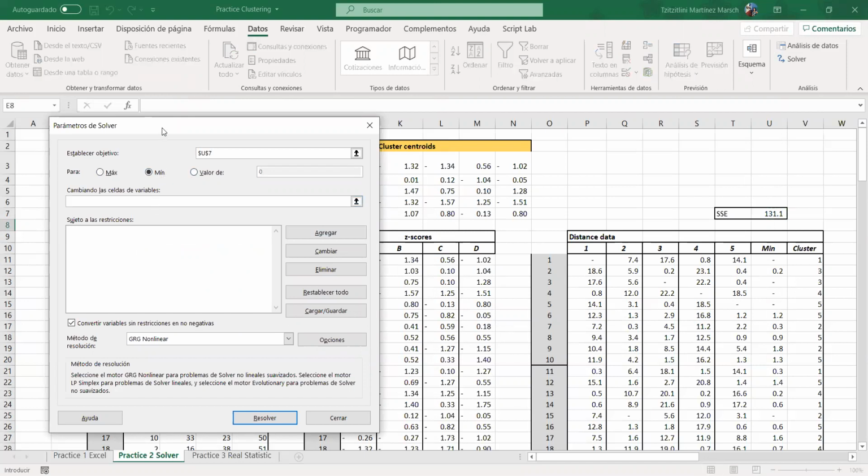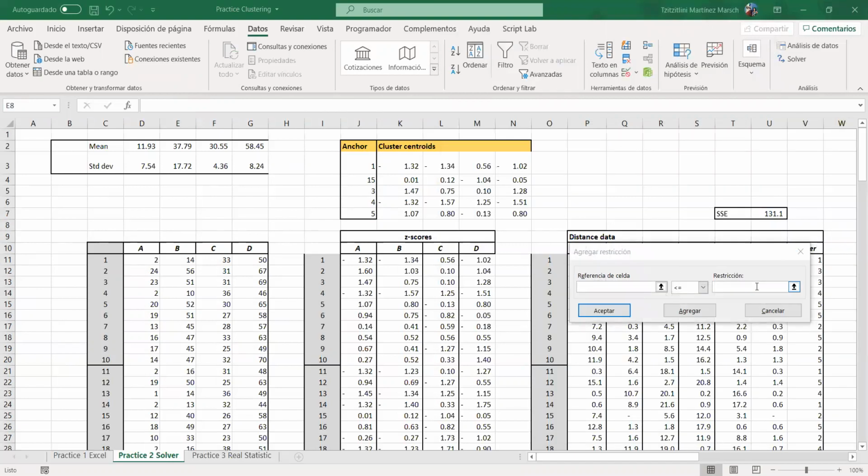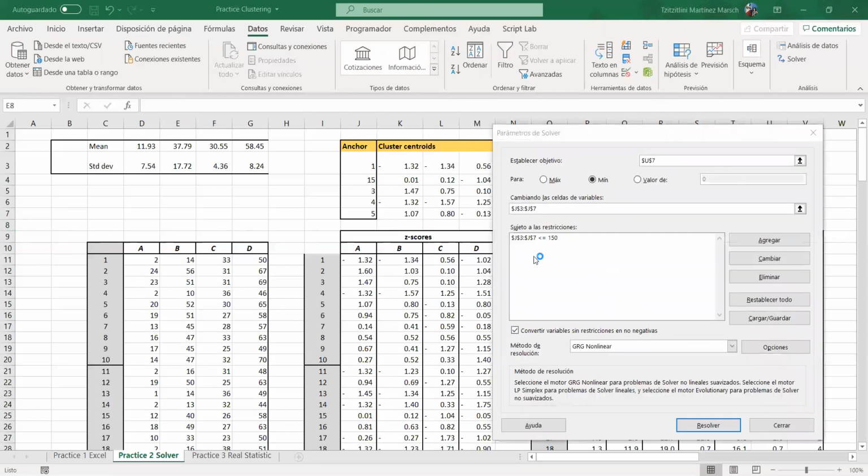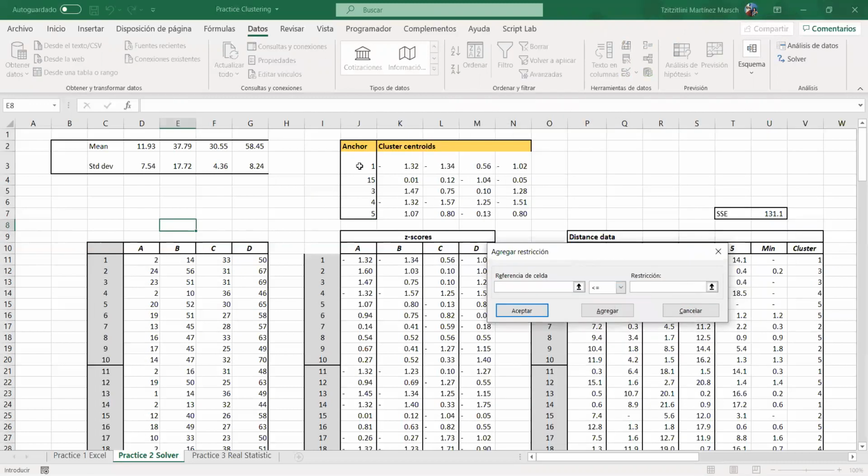What is it going to be changing? We want to change our centroids. So we put that, and now we add the conditions. One is that these numbers are less than 150. The next one is that these numbers are greater than 1, because we have one number and then we had 150. And the next one, which is really important, is that they're whole numbers.